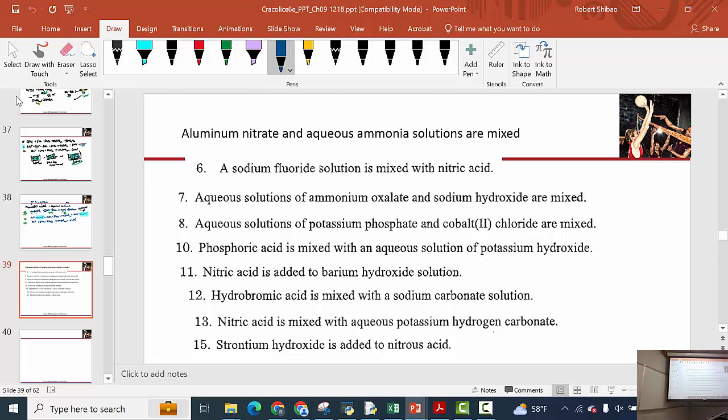Then to balance it, you use ammonium hydroxide. So for each ammonium you need 1 hydroxide. You need 3 ammonium hydroxide here.